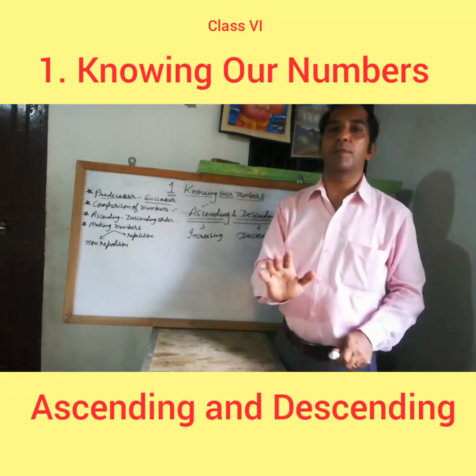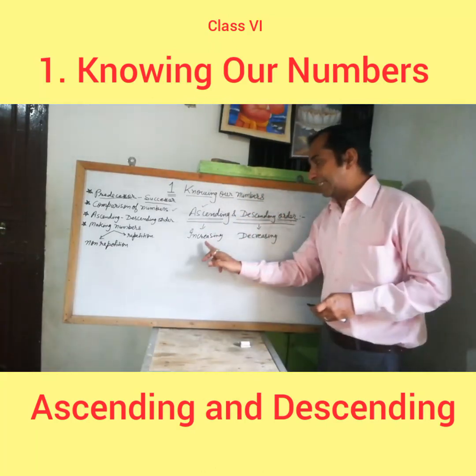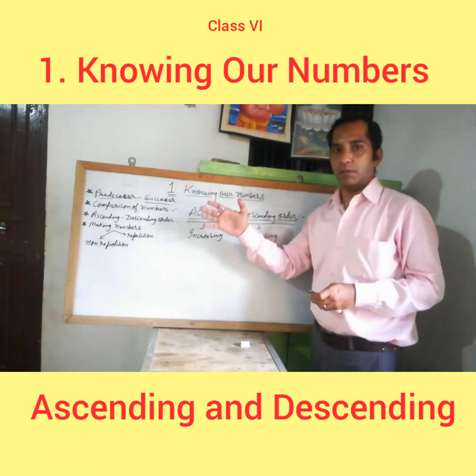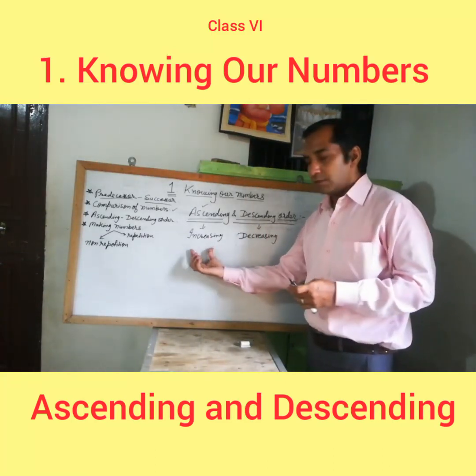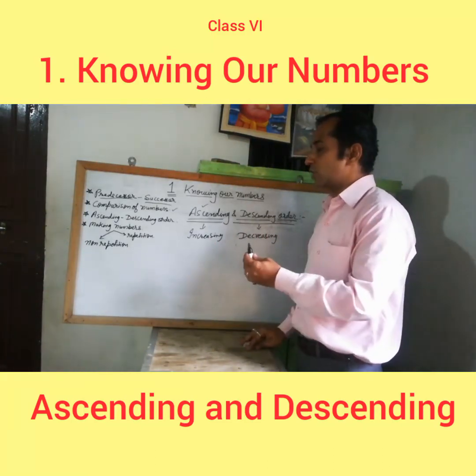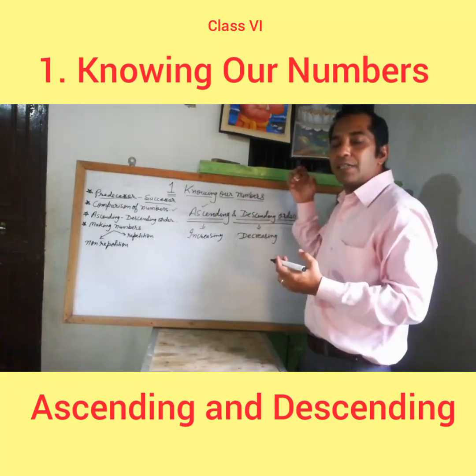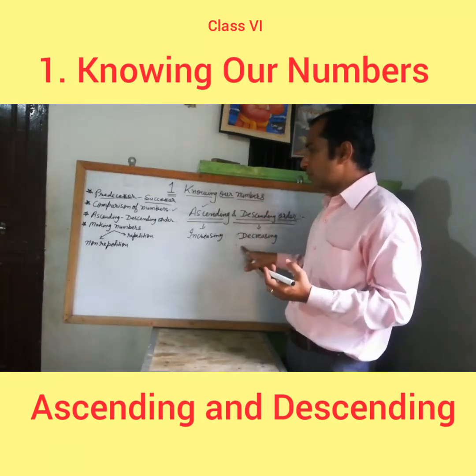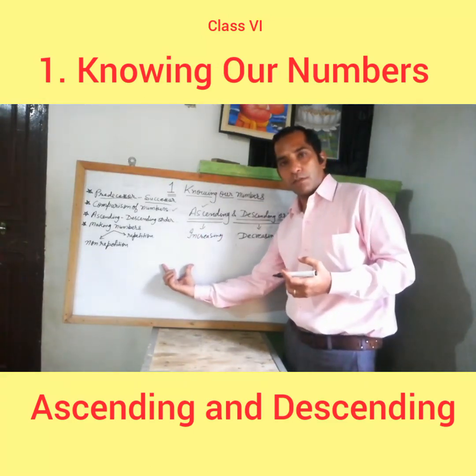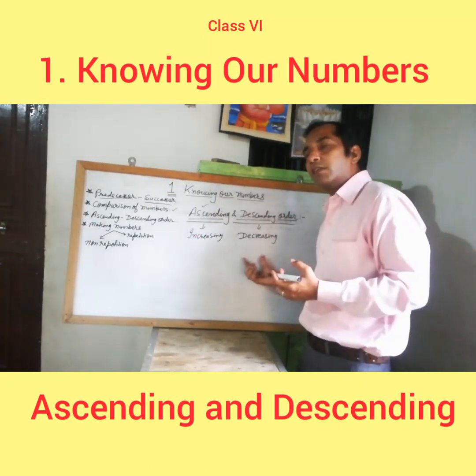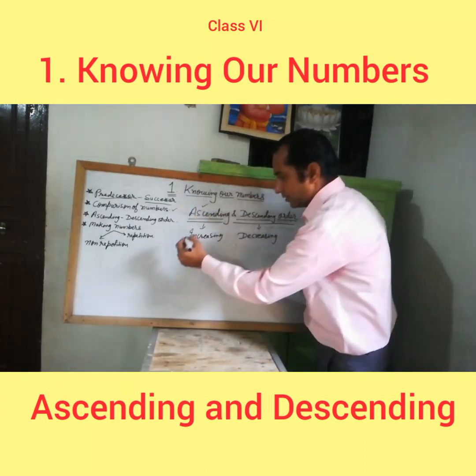I think you all are familiar with ascending order and descending order. Ascending means increasing of a number. Descending means decreasing of the number. Ascending means increasing: first we write the smallest number, then greater, then greater, and in the last the greatest number. For descending order, we write just the opposite of ascending. We write the greatest number first, then smaller, smaller, and in the last the smallest number. Clear?